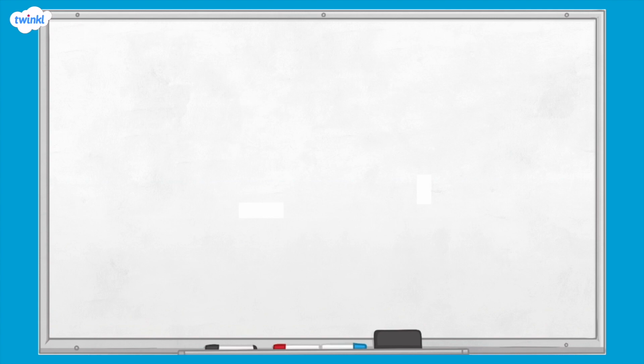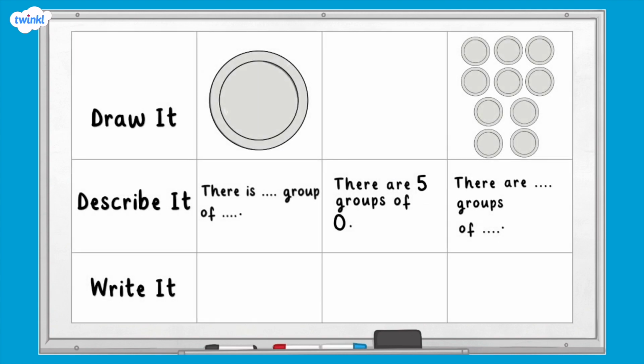On the screen, I have a table that is going to help us show different ways of representing multiplying by 0. Let's take a look at the first column. Here, the Draw It box is filled out for us, and we need to fill in the Describe It box. How many groups have we got, and how many are in each group? We have one group, and there is 0 in the group. So our sentence is, there is one group of 0. Now let's write the calculation. We would write this as 1 times 0 equals 0.